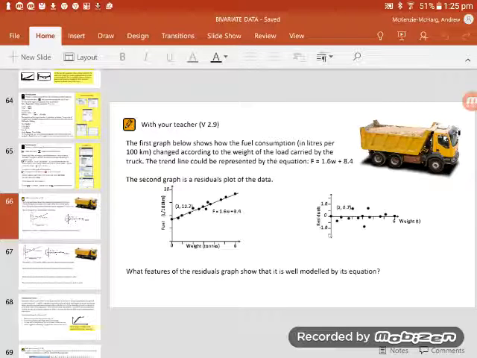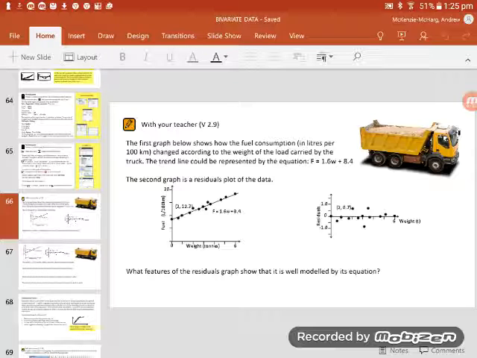So let's look at that residual plot and see if you can remember what features of this residual plot we're looking for to show that this is a good model for this equation, or a good model for this situation. Okay, so if you want to try that, go back through your notes and pause the video and have a look at that. Then I'll go through that in a moment.